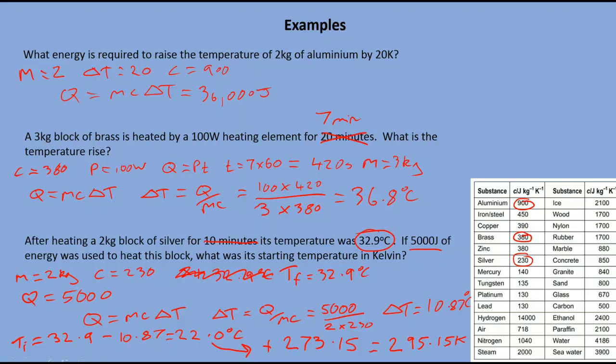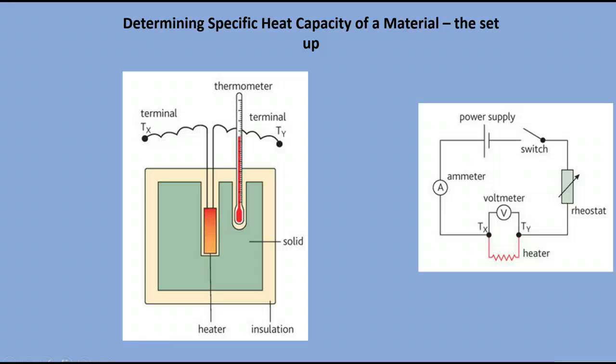So that's some basic examples. Now I did say that you needed to know about the experiment to find the specific heat capacity of a material. And basically this is the setup that we have. You have your block here of your material, so that has got a specific heat capacity C that we are looking for. You have a heater that sits in a hole inside that block along with some insulation. Now we're assuming that there is very little delta Q, or transfer of energy, into the insulation.